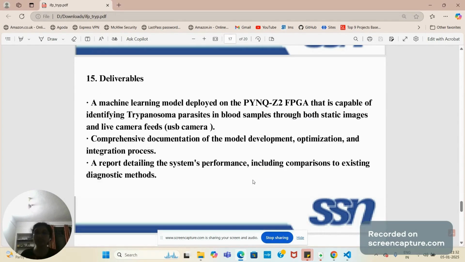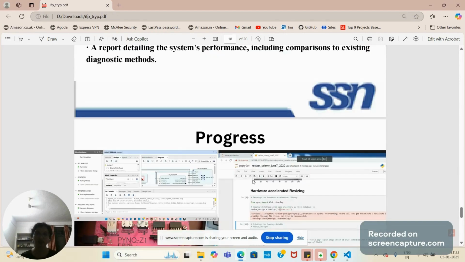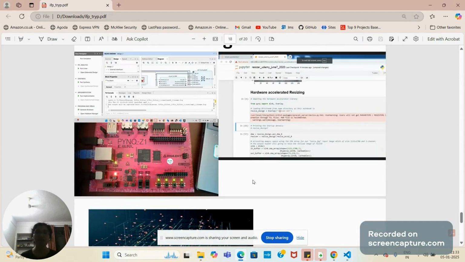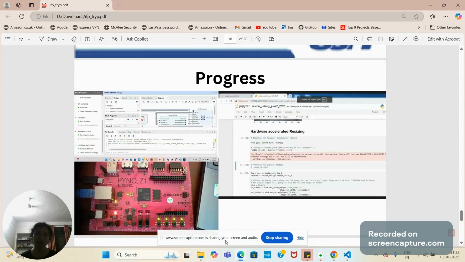So, what are the final deliverables that we aim to give at the end of the study? A machine learning model that would be running in Pynq FPGA that is capable of identifying the trypanosoma in different blood samples, even with the presence of other different components in the blood, with a live camera stream, and comprehensive documentation of the entire model and all the processes involved during the generation of the model, and of course, a report. This is the progress that has been done till now.